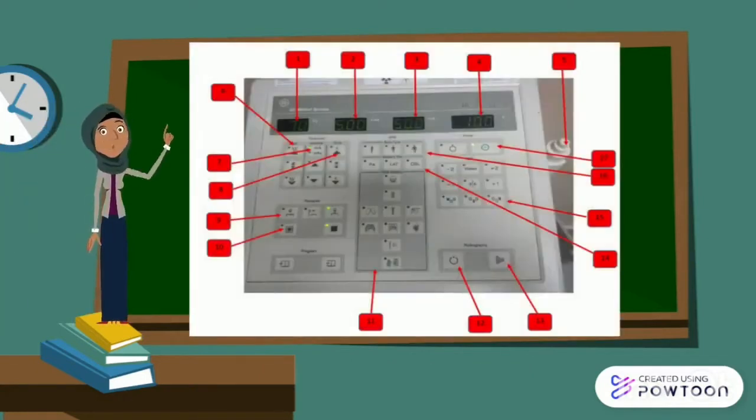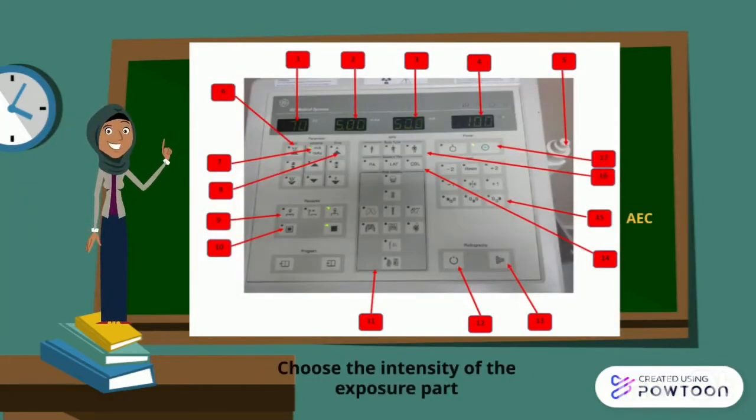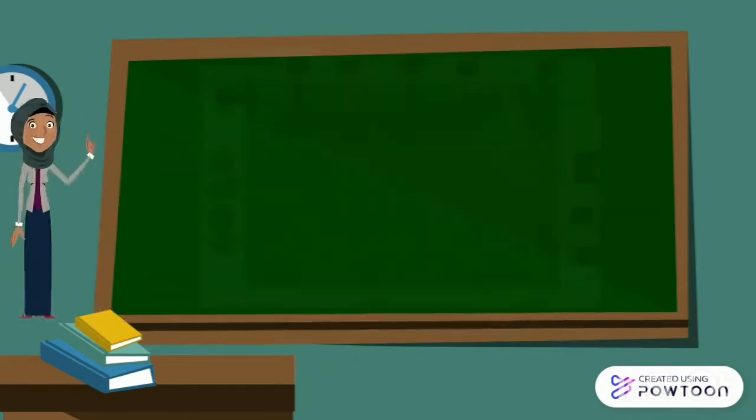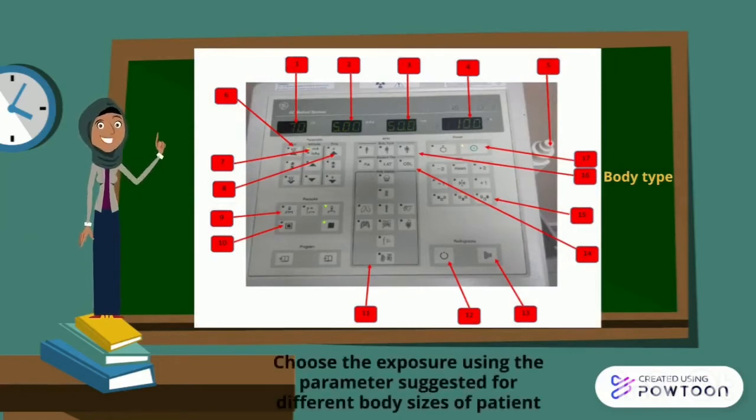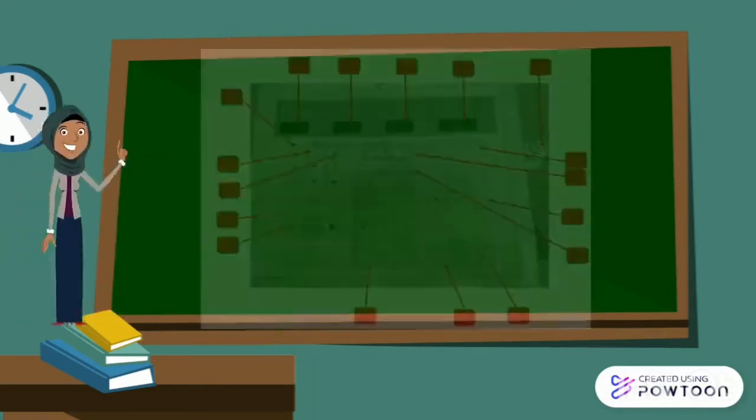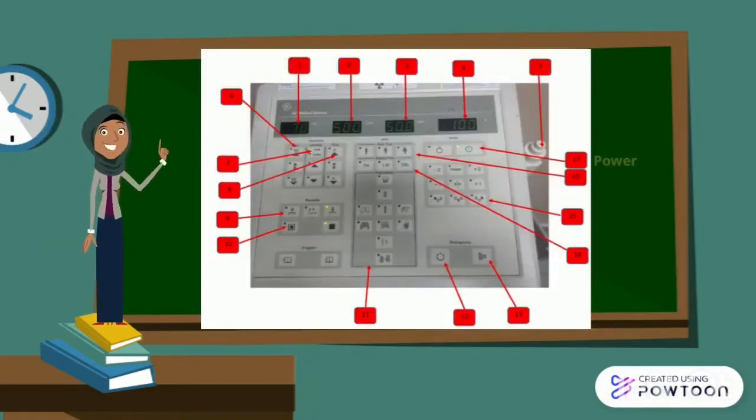The 15th label is the AEC. It chooses the intensity of the exposure part. The 16th label is the body type button. It chooses the exposure by using the parameters suggested for different body size of patient. The last label is the power. It switches on and off of the control panel.